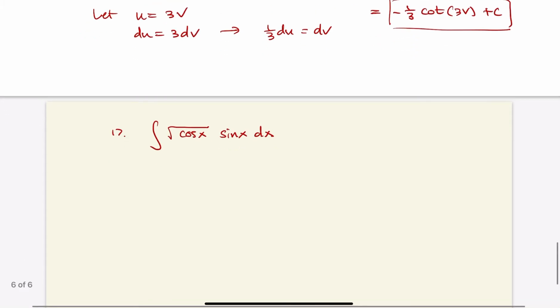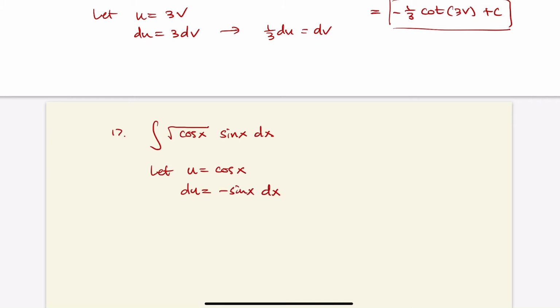Also, I'm going to apply u sub. So let u equal, of course, inside the square root, that is u. So u is cosine x. When you take a derivative, du equals the derivative of cosine, negative sine x dx. So this will change to the integral of square root u. Sine x dx is a negative du.